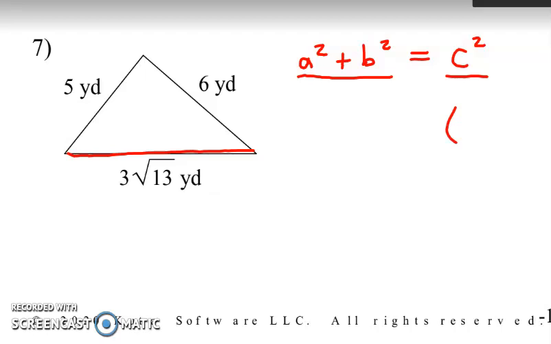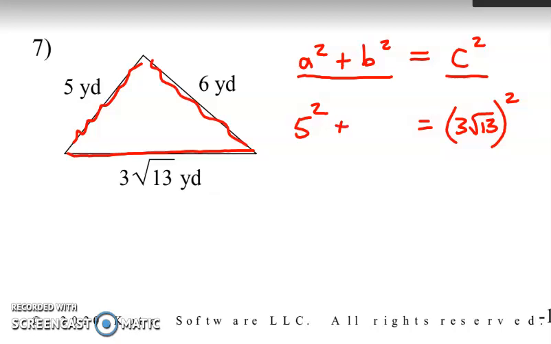Okay, so we're going to plug that value in here. 3 times the square root of 13 is C, and we're taking that and squaring it. Then the other two sides, it doesn't matter what you call which one. I'll call A 5, we've got to square that, and we'll call B 6, and we're going to square that. So now it's just a matter of working through the algebra to see how those sides really compare.